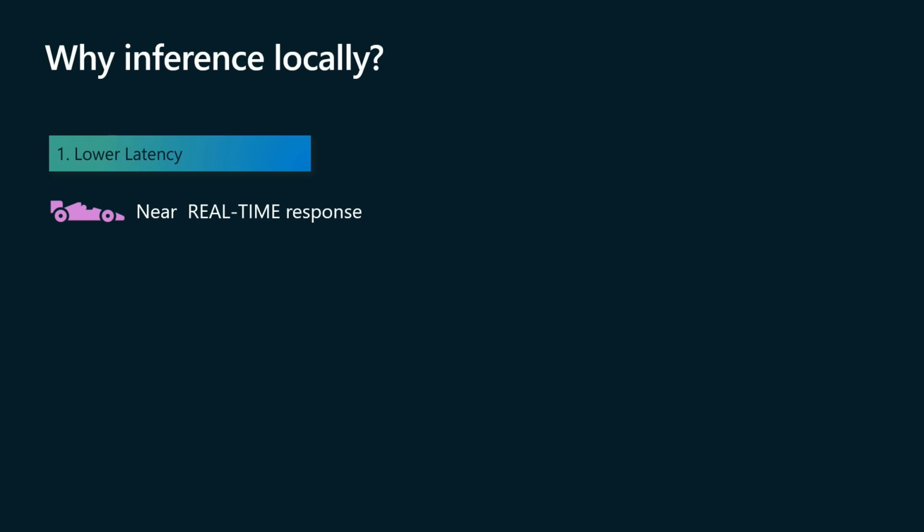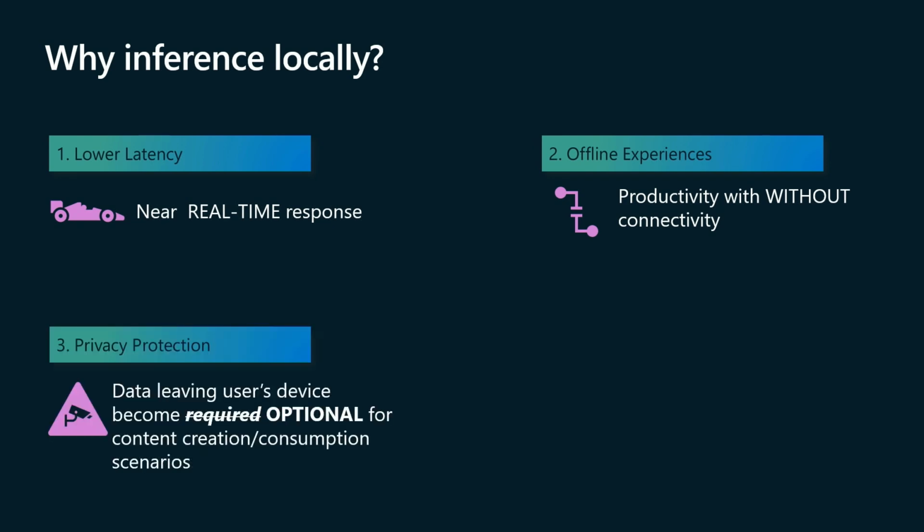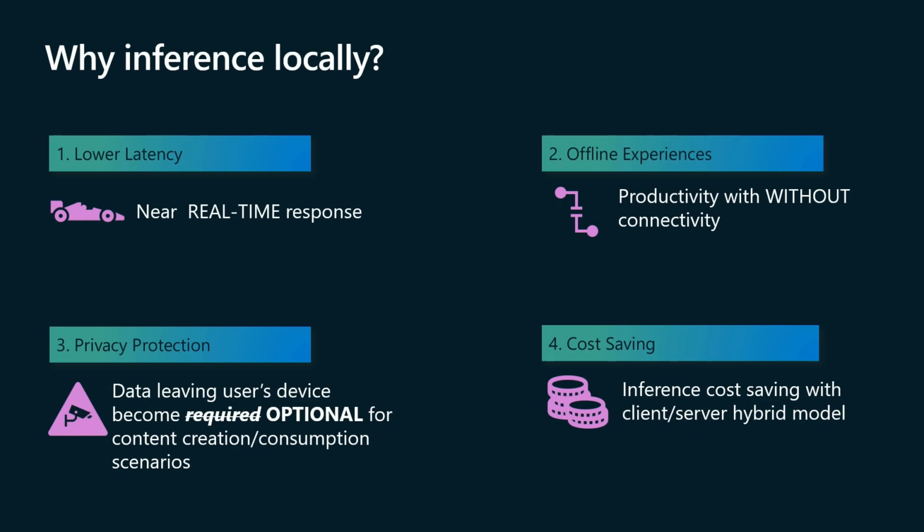So you don't have to make a trip to cloud and back, so the experience is near real time. You can use offline experience. You can go completely offline if you have to, if your scenarios require that. You don't have to send your data to the cloud. So privacy is very important for many people, for many apps. And of course, inferencing on the cloud can be associated with costs, so you can avoid that.